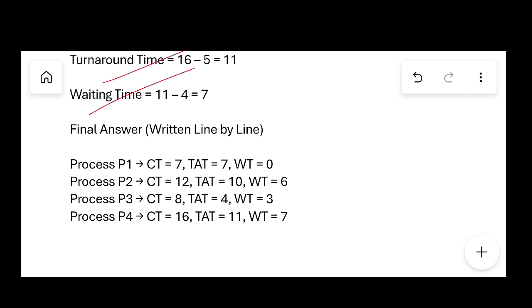SJF has some advantages: it is very efficient in reducing average waiting time, and provides better turnaround time for smaller processes. The disadvantages are that it requires us to know the burst time in advance, which is not always possible in real systems, and long processes may suffer from starvation because short processes keep getting priority. This is why in a real operating system SJF is often combined with other techniques like aging or used in its preemptive version.